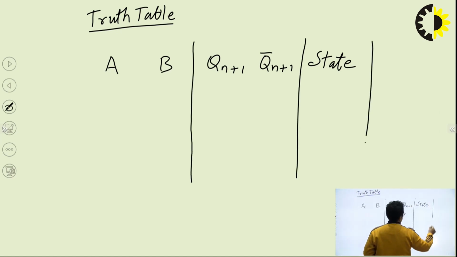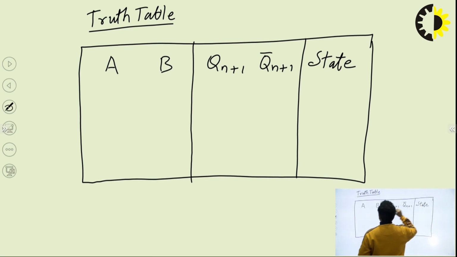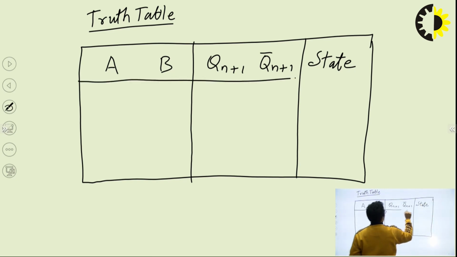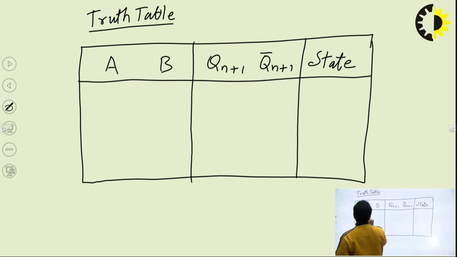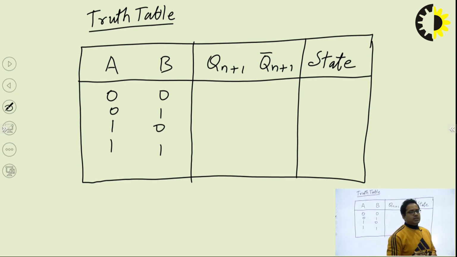We will consider all the combinations one by one, and based upon that, we'll try to coin the name of set and reset to A or B: 0, 0, 0, 1, 1, 0, and 1, 1. Now, in the case of a NOR, we have considered the combinations 1, because by giving a combination 1 to one terminal, I can easily predict my output.